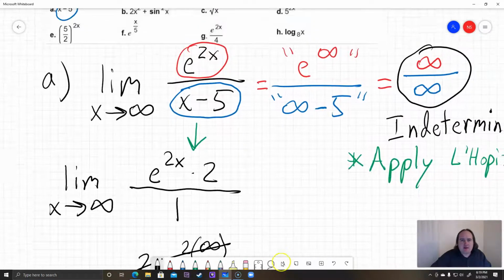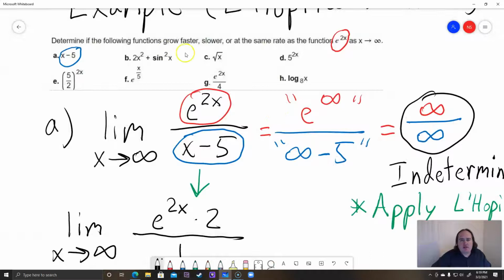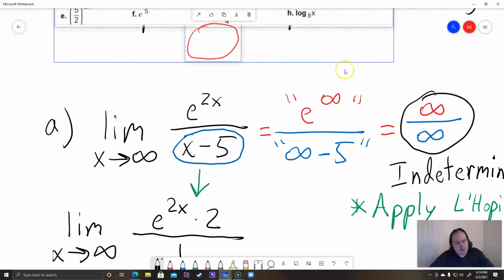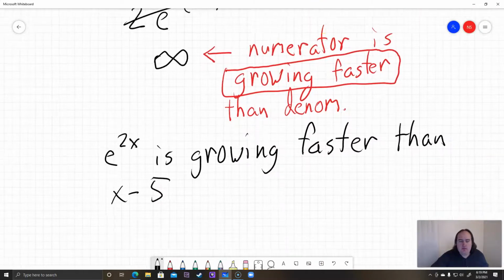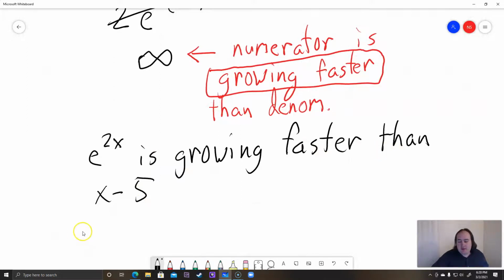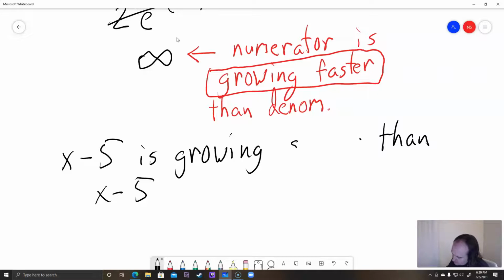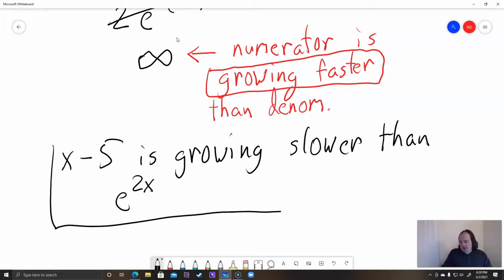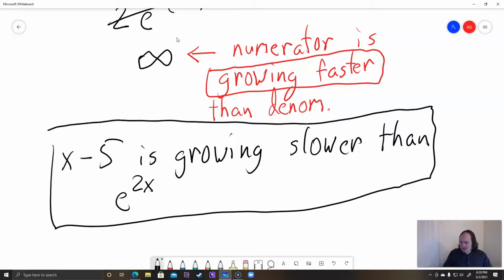Okay, but that's not actually what they asked. They asked to determine whether each of the functions grows faster, slower, or at the same rate as the function e to the 2x. So in the order that they wrote it, since e to the 2x is growing faster than x minus 5, that's the same as saying x minus 5 is growing slower than e to the 2x. Right, because that was the order that they wrote it in. They wanted the x minus 5 to be first and the e to the 2x to be second.